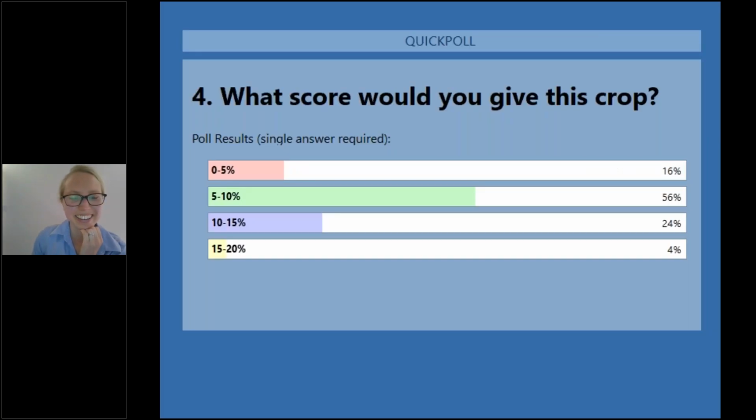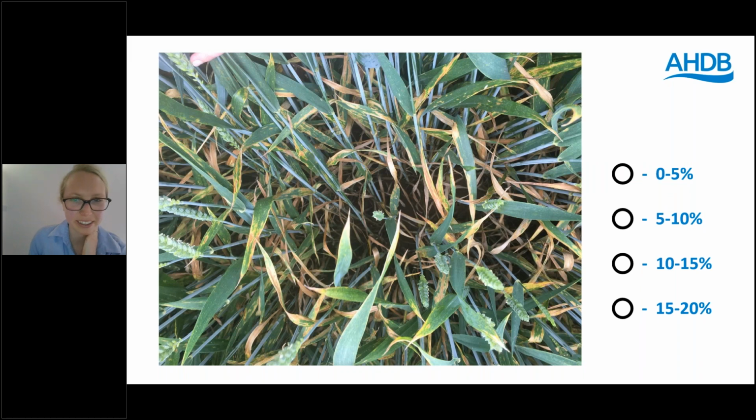Okay, so it seems like we have 5 to 10% as the winner here. 16% thought 0 to 5, 56% thought 5 to 10, 24% thought 10 to 15, and 4% said 15 to 20. And I've given it 8 to 10%. So that's good. Most people are on the right track. That's wonderful. You've sussed it.